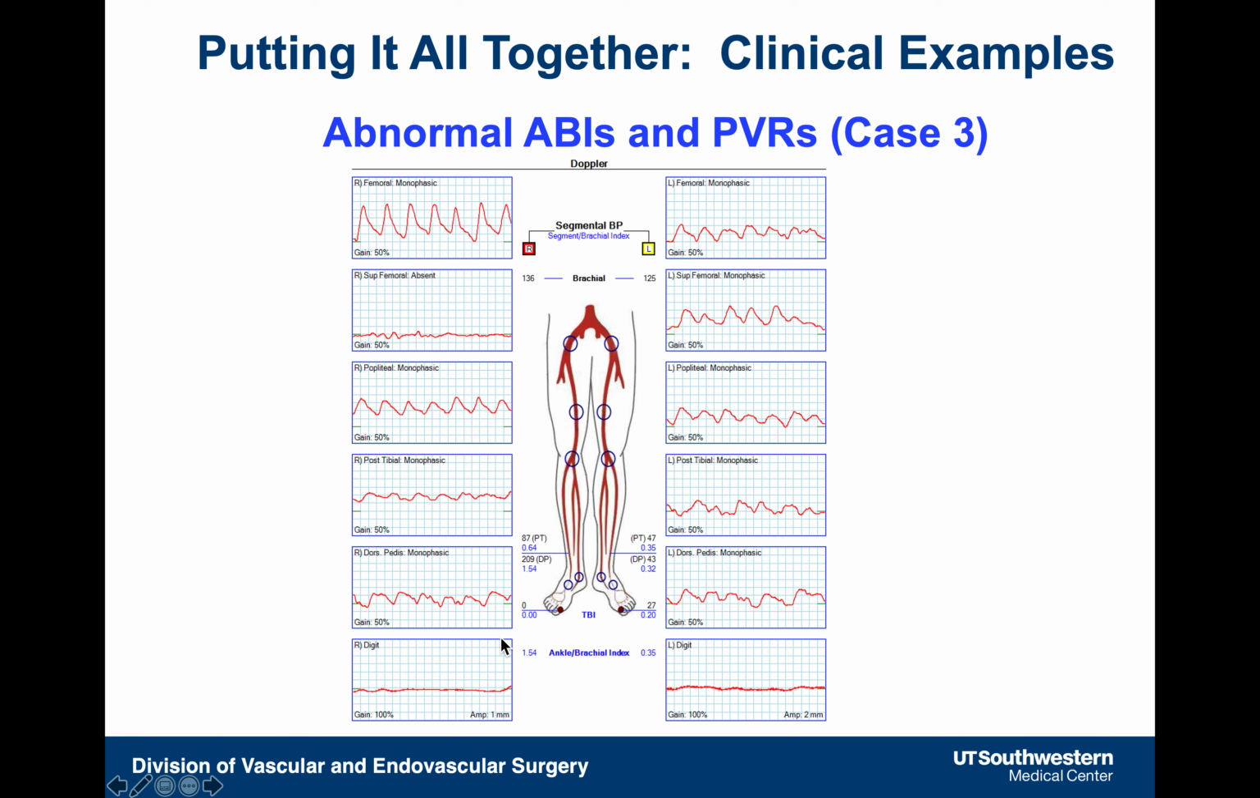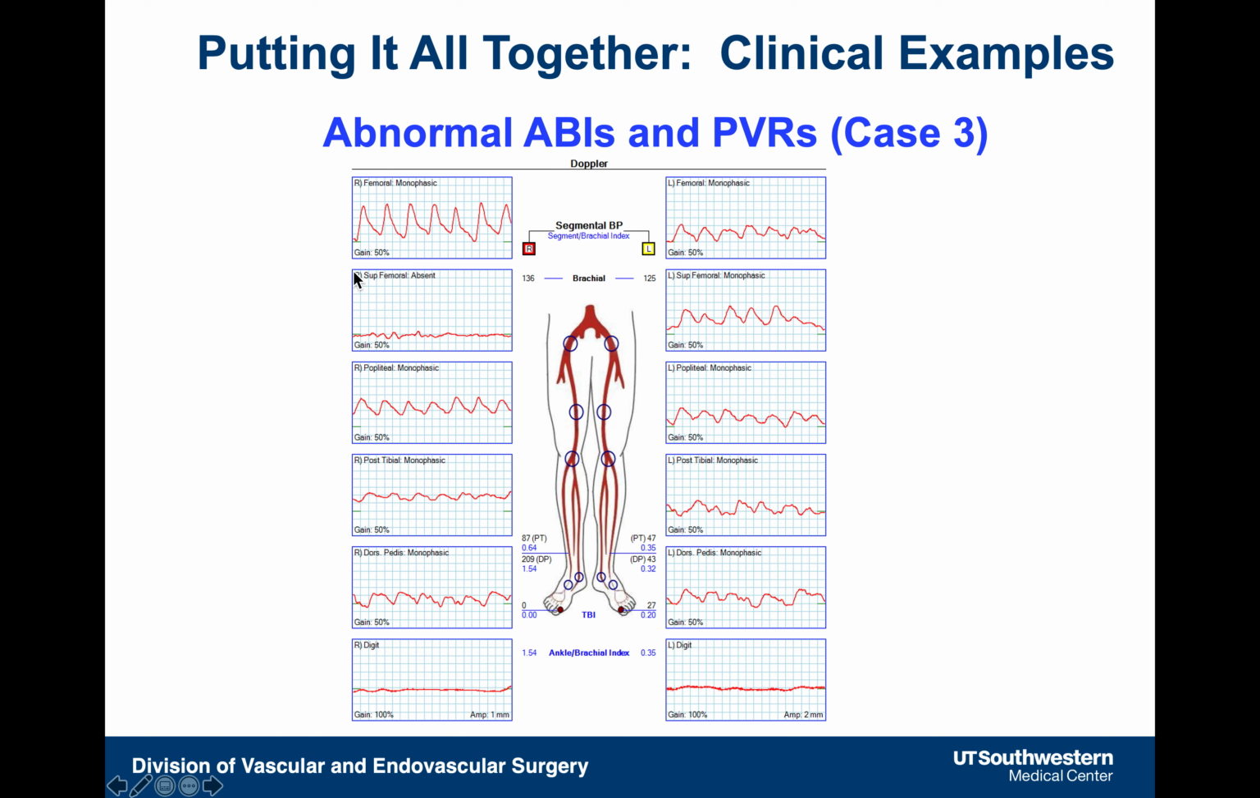And in fact, here's what the PPG tracing looks like on that digit. And just if you had any questions about this being abnormal or not in the dorsalis pedis, you see this extremely monophasic waveform there. So that's a very diseased artery.